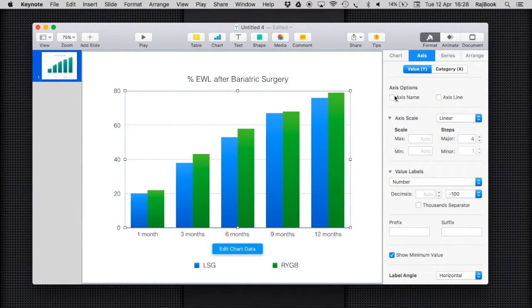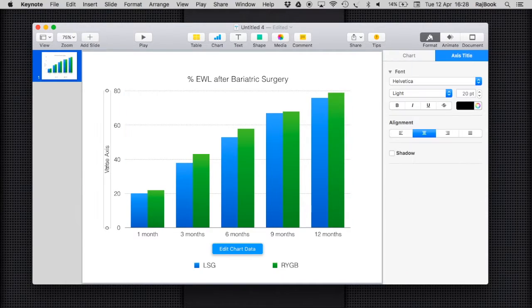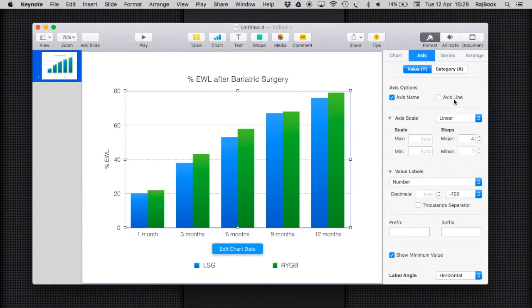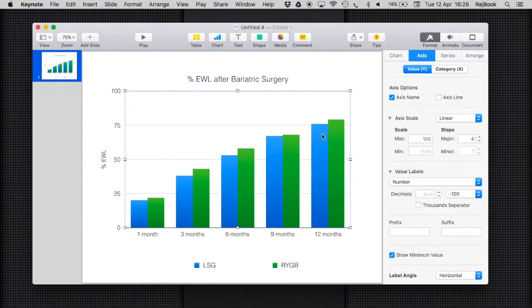In the axis, try to name the axis as much as possible so that it's easy for people who are looking at it. So the x-axis is the excess weight loss, and since we are talking about percentage, I would like to have it as 100%. So in the scale, make the maximum 100%. Once you make the maximum 100%, it equally divides itself into whichever steps you want. If you want 4 steps, it will be 25.